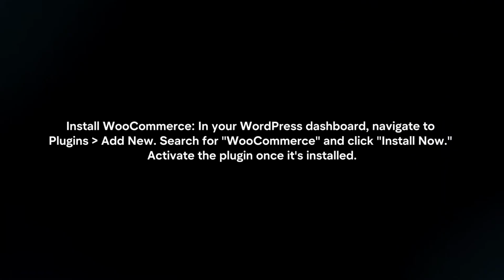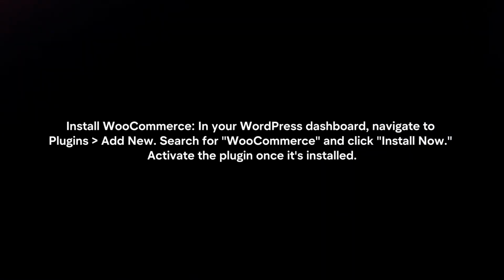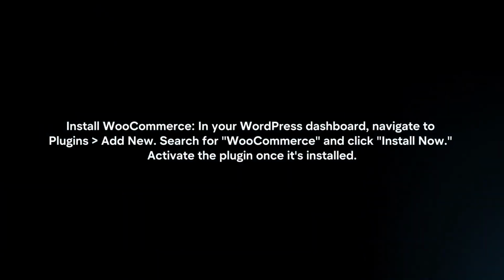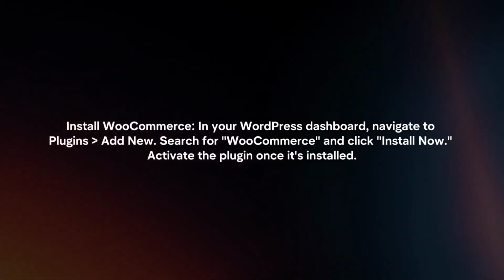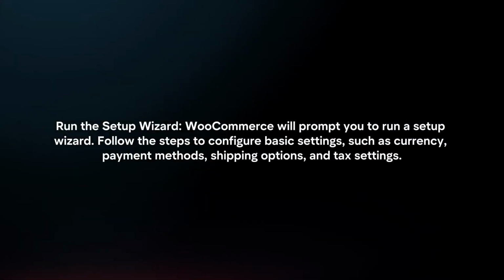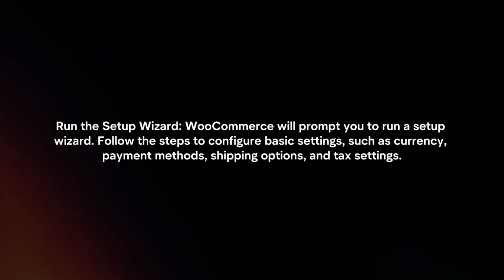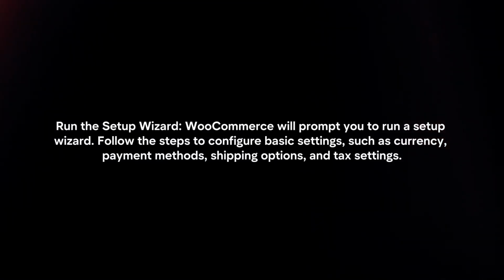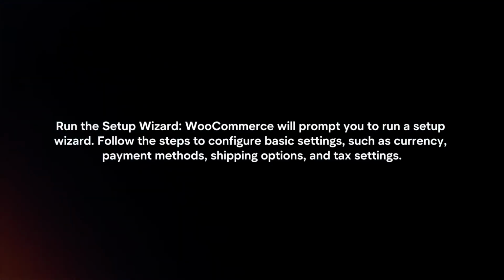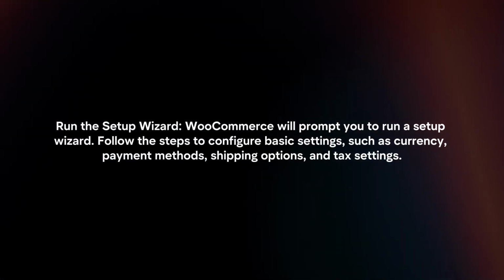Install WooCommerce. In your WordPress dashboard, navigate to Plugins, Add New. Search for WooCommerce and click Install Now. Activate the plugin once it's installed. Run the setup wizard. WooCommerce will prompt you to run a setup wizard. Follow the steps to configure basic settings such as currency, payment methods, shipping options, and tax settings.